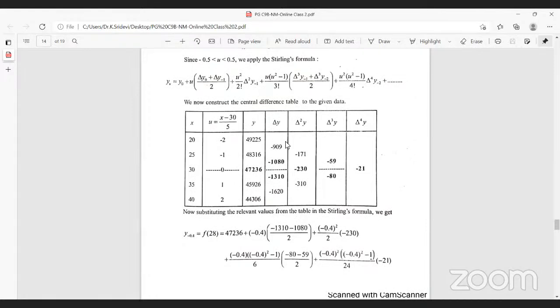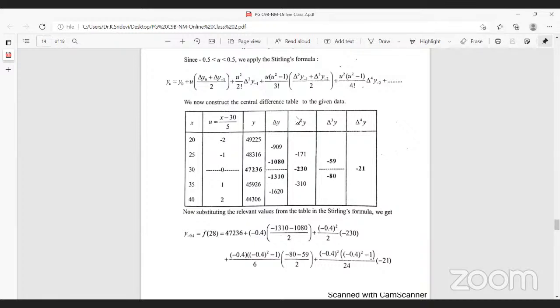Now, the first order forward differences are this value minus this one is minus 909. And similarly, this value minus this one is this one. And the difference between these two is minus 1310. The difference between these two values is nothing but this value.